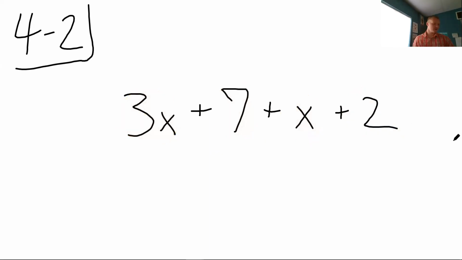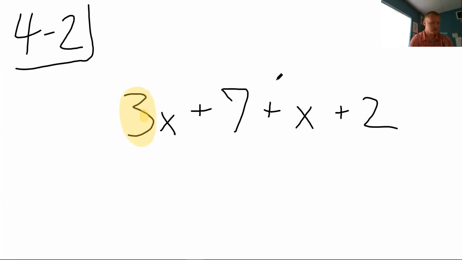Our next vocab term is called a coefficient. The numerical part of a term that contains a variable is called a coefficient. For these, it is the number that is out in front. Right here, the 3 in front of the x is my coefficient.